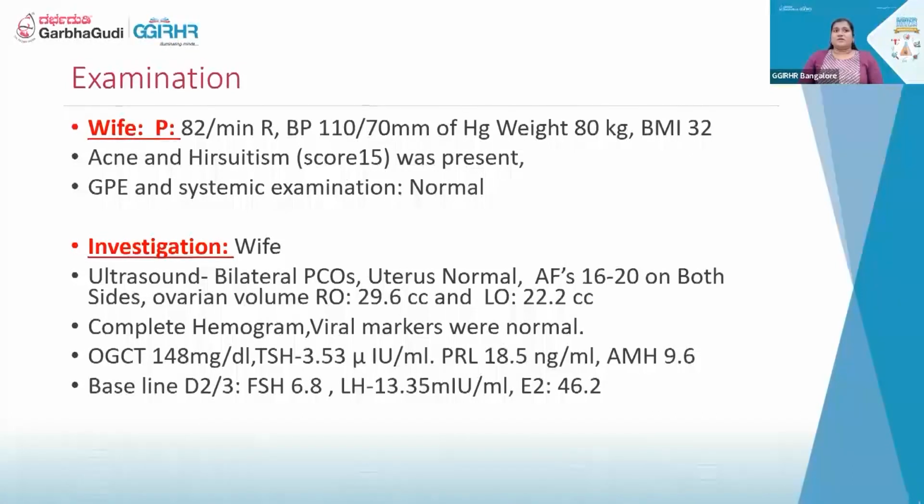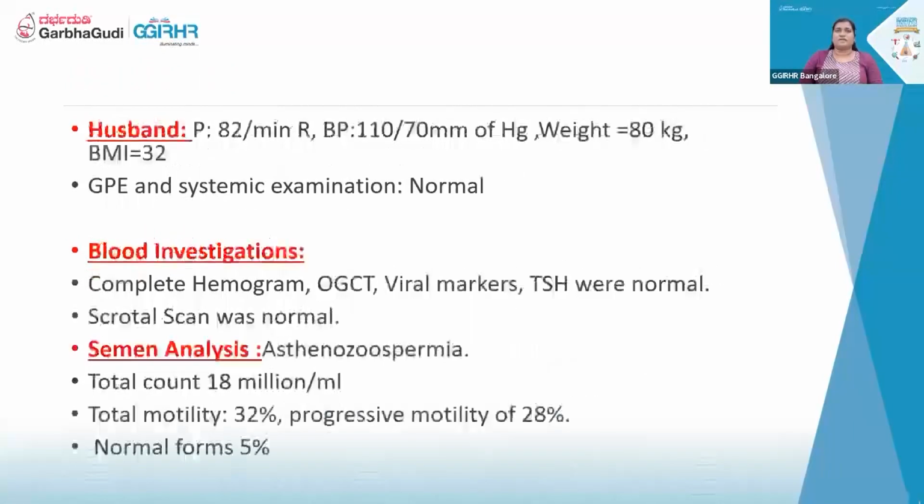The rest of the investigations were normal except for the oral glucose challenge test, which was a little higher. The cutoff was 140. Here the patient had 148 milligram per deciliter. Thyroid, we would like it to be less than 2.5. So except for that, the general tests were normal. Coming to reproductive endocrinology, FSH was 6.8. LH, obviously she's a PCO woman, we expected LH to be higher, and it was confirmed again in the blood test. LH was 13.35. E2 was normal on the 2nd day of her cycle.